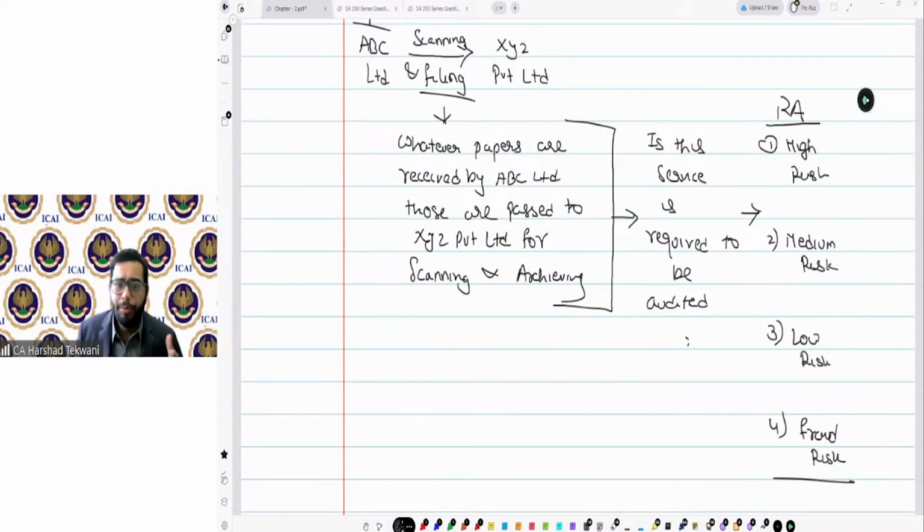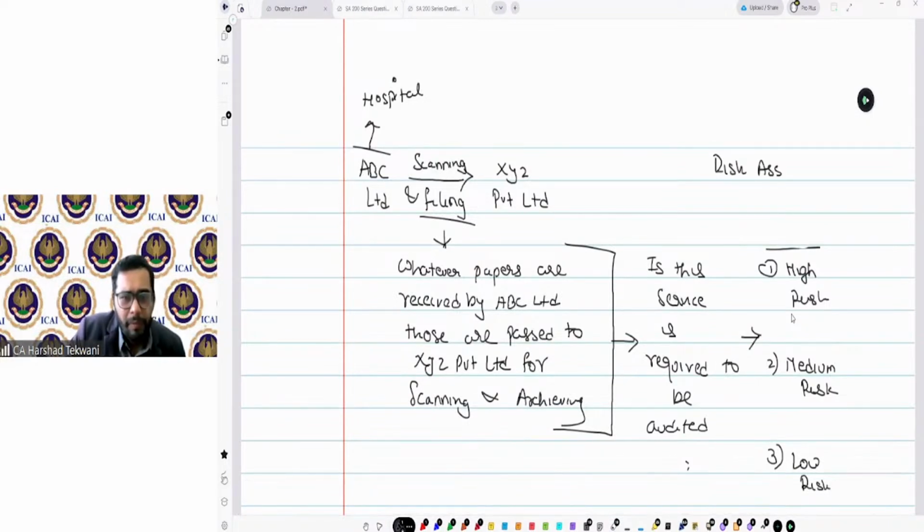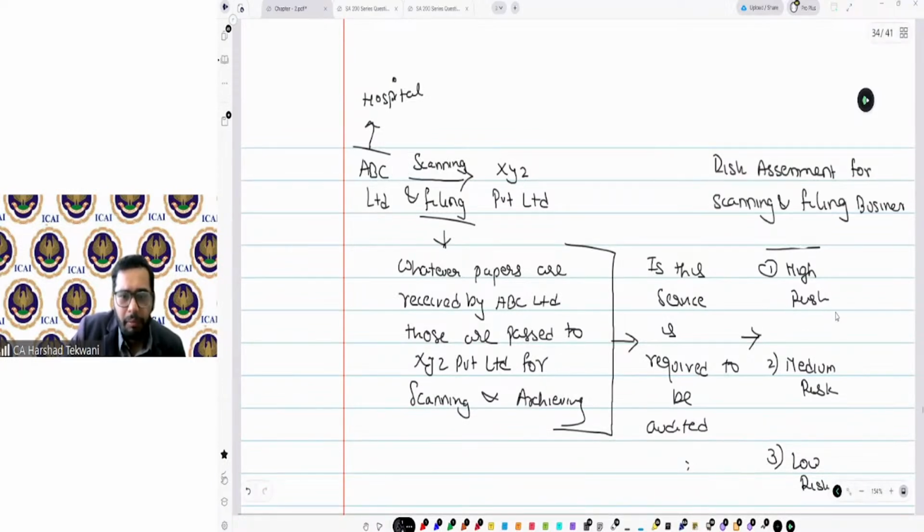Good, very good. What option will you select? If I perform a risk assessment for this particular area, what is the risk that I'm going to select? Come on, guys. If I'm performing risk assessment for scanning and filing services or process, so risk assessment for scanning and filing business process, what is the risk you are going to assign to scanning and filing business process?